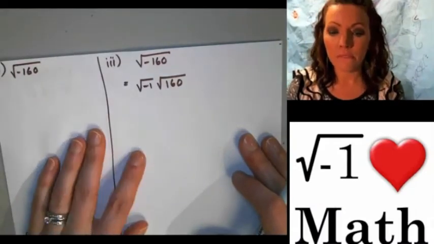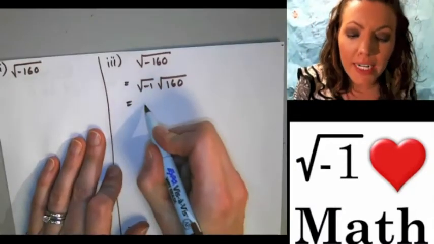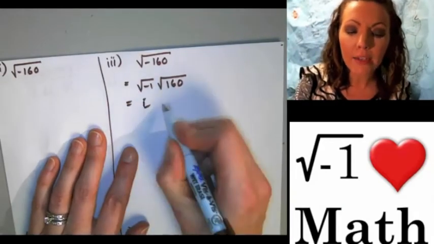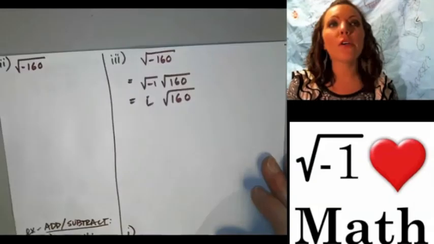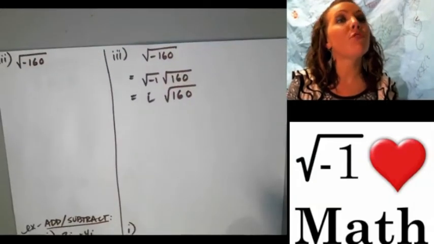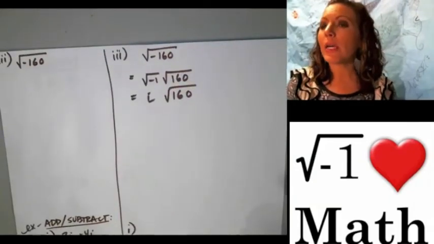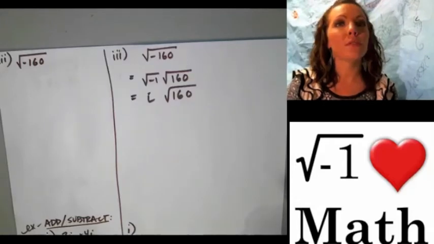Yes, good. Okay, so everybody give it up for Brandon. He said the square root of -1 is i. Okay? Now, the square root of 160, can we simplify that at all? How can we simplify that? What can we do? Aiden?